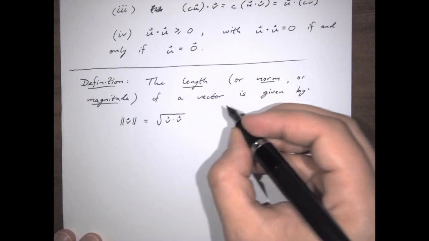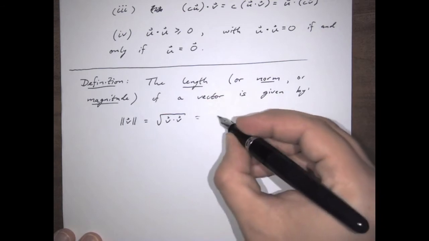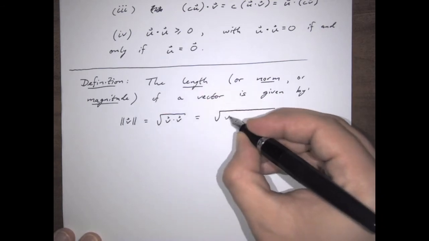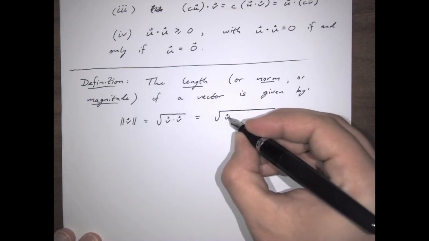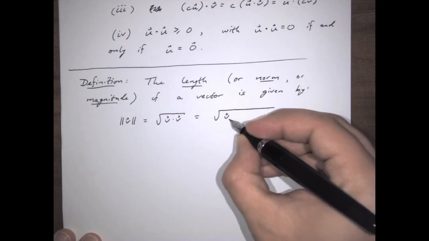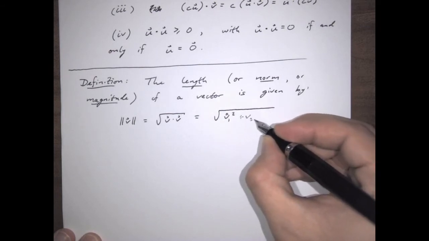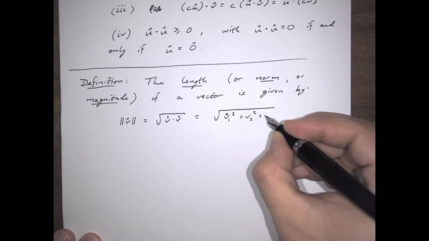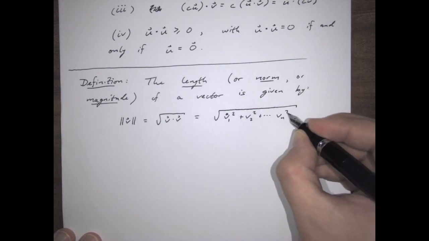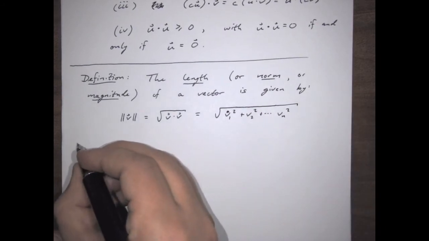Now, if you unpack what that would mean, that is in other words the square root of, and we just take it entry by entry, v1 times itself, so in other words squared, plus v2 times itself squared, dot dot dot, up to the last one, vn squared.